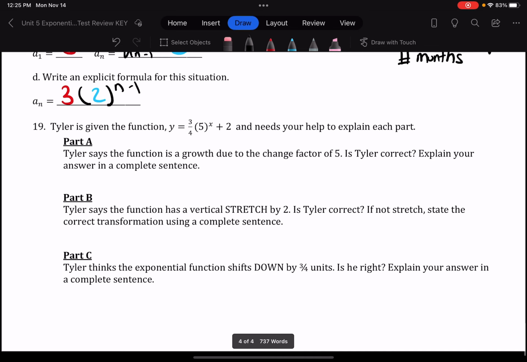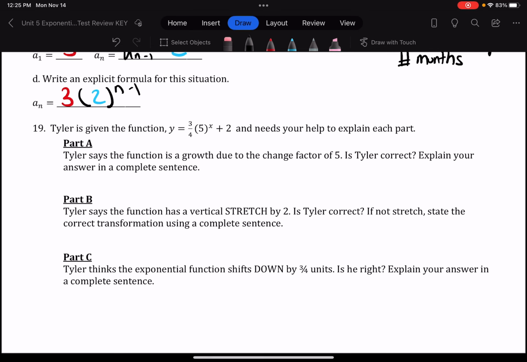That leads us to our last problem, and this is called an error analysis problem. Tyler's given a function, and we've got to figure out if he's correct or incorrect. It says Tyler's given the function y equals 3/4 times 5 to the x power plus 2, and needs your help to explain each part. For part A, Tyler says that the function is a growth due to the change factor of 5.